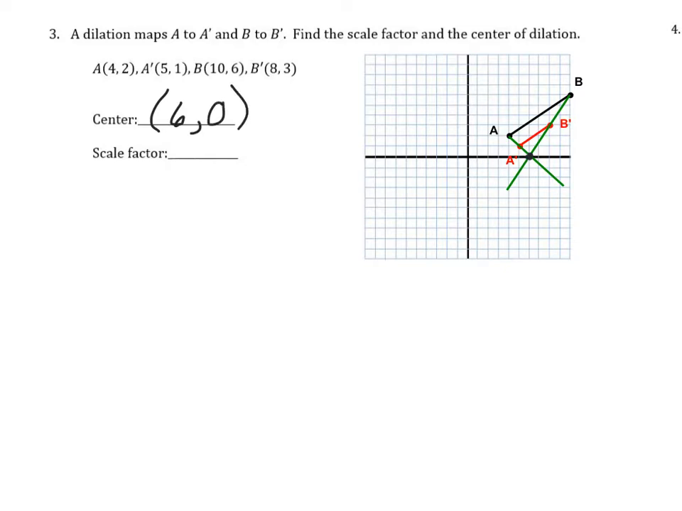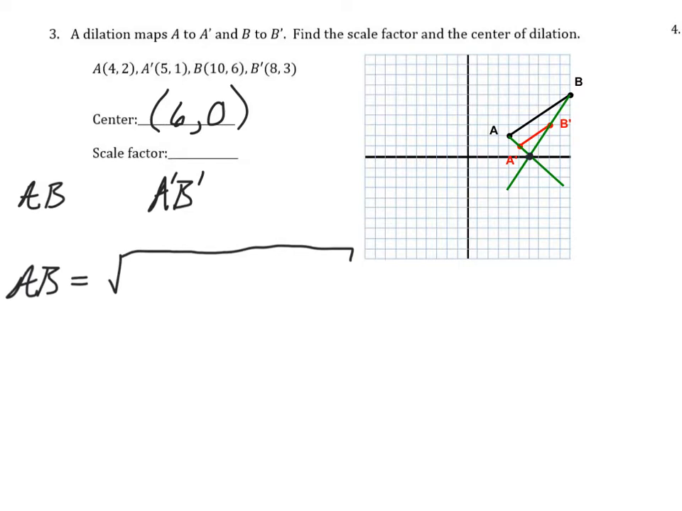And the next thing I want to figure out is the scale factor. In order to find that, I'm going to have to figure out the length of AB, and compare it to the length of A prime, B prime. Since I have the coordinates right up above, I can use the distance formula. So I'm going to do x2 minus x1 squared plus y2, which is 6, minus y1, which is 2, squared. And then I just want to simplify that to figure out what exactly is AB.